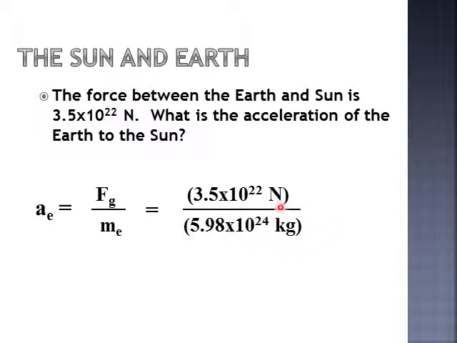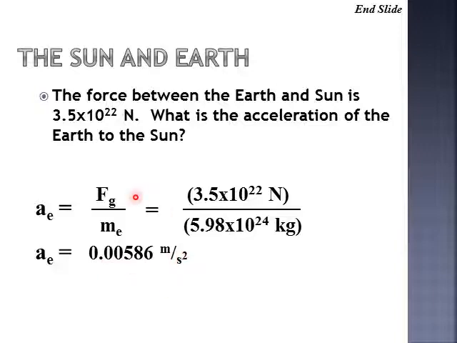This mass was on the previous slide for the Earth. We get 0.00586 meters per second squared. So the question here is, if the Earth is accelerating, why isn't it getting closer to the sun? Well, the answer is that even though the acceleration is toward the sun, we're not getting closer.